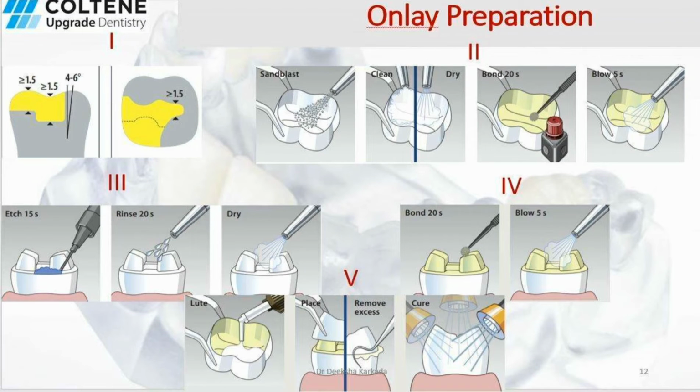Similarly, for an onlay preparation, we have a minimal wall thickness of 1.5 mm left and a taper of 4 to 6 degrees is prepared. Secondly, the onlay is sandblasted and bonded for 20 seconds. Thirdly, we etch the tooth surface, rinse it for 20 seconds and dry it. Fourthly, we bond the tooth surface with a bonding agent for 20 seconds and blow dry it for 5 seconds. Then we use a suitable luting agent and lute the onlay on the tooth surface. We cure the luting cement and then remove excess.